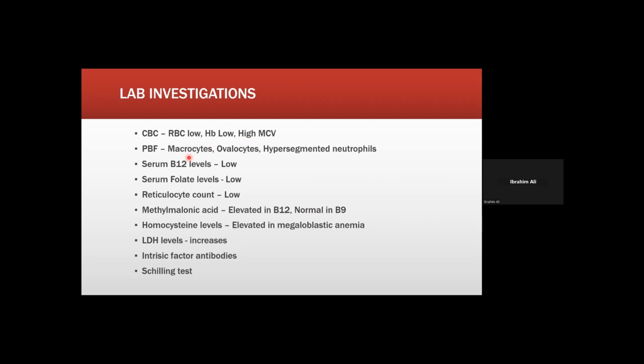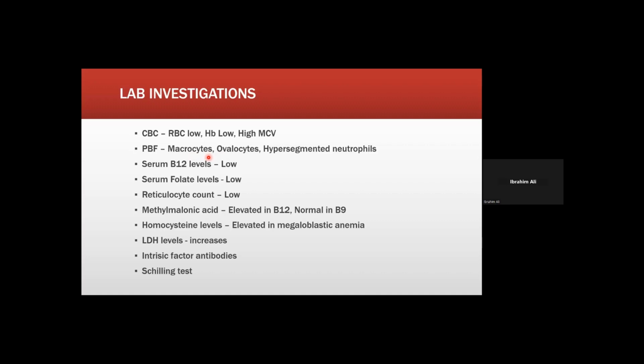Normally, you compare your red blood cell with the lymphocyte, and they are normally the same size. So on the PBF, that's the peripheral blood film, when it is on a slide and you compare the size of the RBC with the lymphocyte, you will see that in case of macrocytic anemia, the RBC will be larger than the lymphocyte. Normally it should be approximately the same. So if it is larger than the lymphocyte, you will say this is macrocytes, macrocytic anemia.